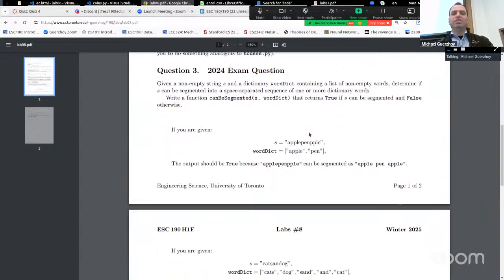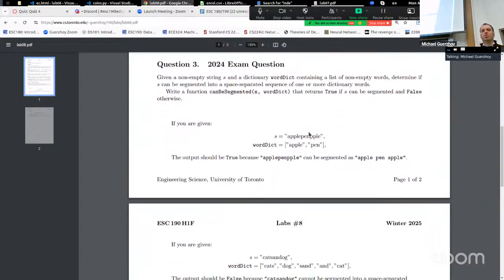This is a question from the 2024 exam. The question is like this. You're given a dictionary of words, for example, apple and pen. By dictionary, we just mean a list of words, right? It's not a Python dictionary. It's just a list of words.